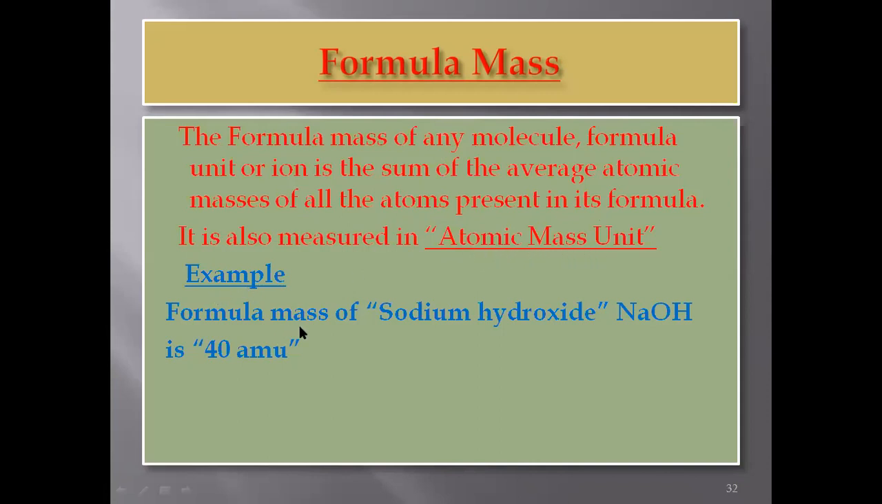For example, the formula mass of the compound sodium hydroxide, NaOH, as we know it is an ionic compound, is 40 AMU. How is this 40 AMU the mass of sodium hydroxide? Let's see.